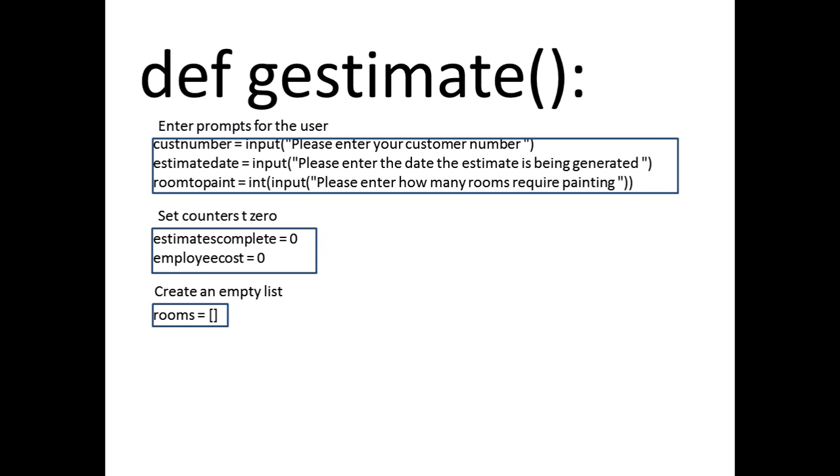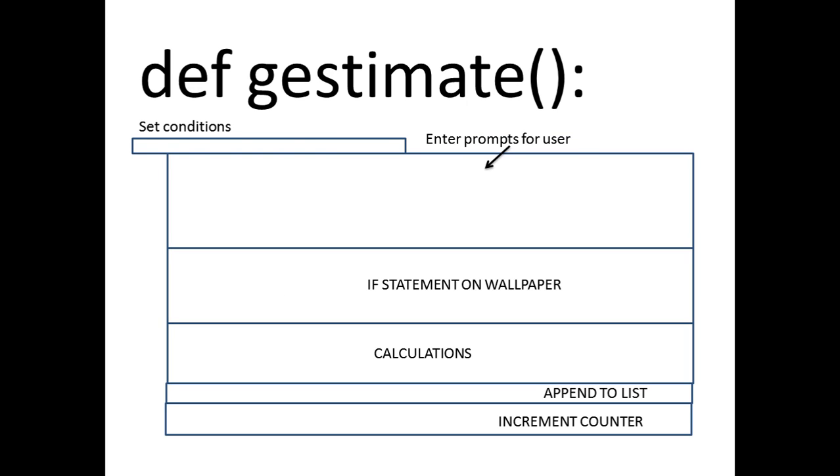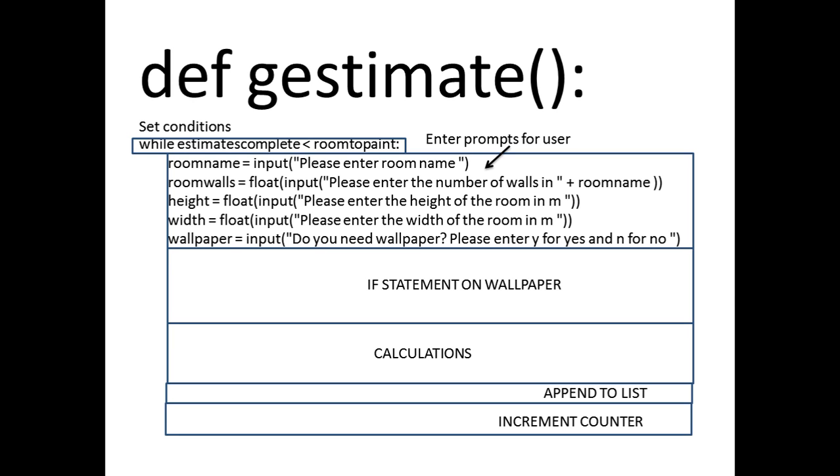Now, when rooms to paint is equal to estimates complete, then another while loop will kick in and you'll finish off the quote. But whilst estimates complete is less than rooms to paint, this function will run. And funnily enough, it starts out while estimates complete is less than rooms to paint. It will ask the user the name of the room, the number of walls, the height and width of the room, and whether you need wallpaper. If you've said yes, it will add automatically the cost of the wallpaper for each room.